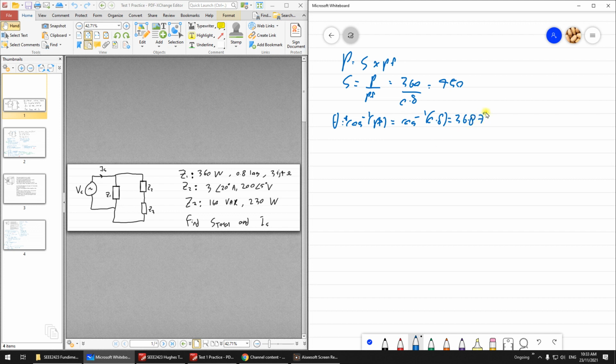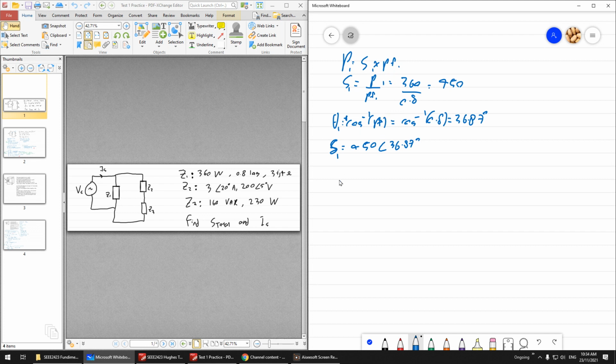degree. So S complex power is equals to 450 angle 36.87 degree. So you get the S1. Okay, this is S1.